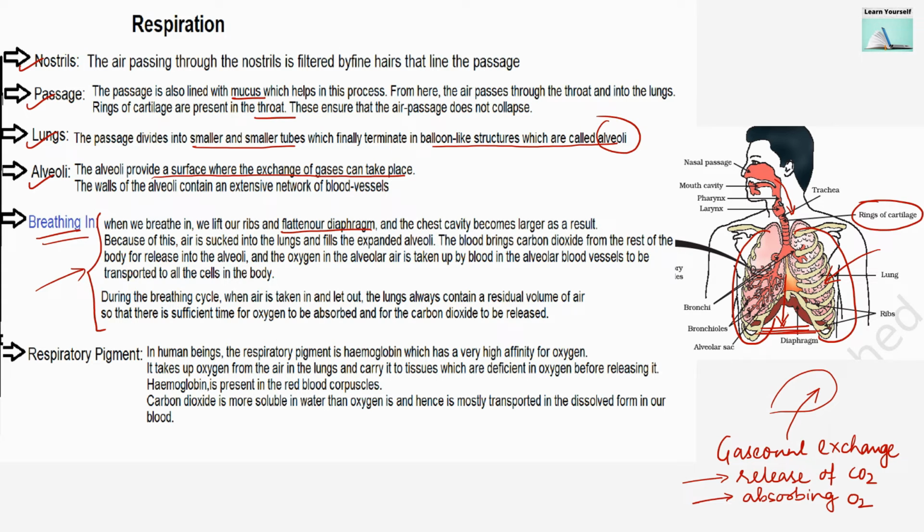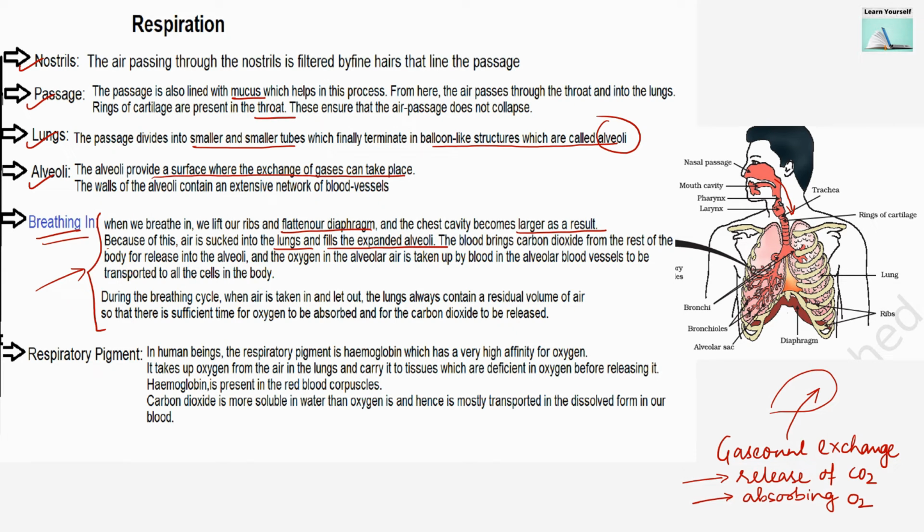Here you can see that the diaphragm is up. It will get flattened. It will come down once the lungs are filled with air, and the chest cavity becomes larger as a result. Because of this, air is sucked into the lungs and fills the expanded alveoli.